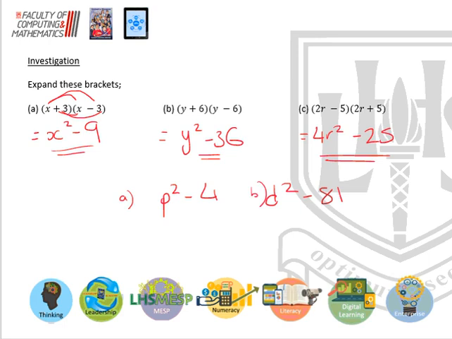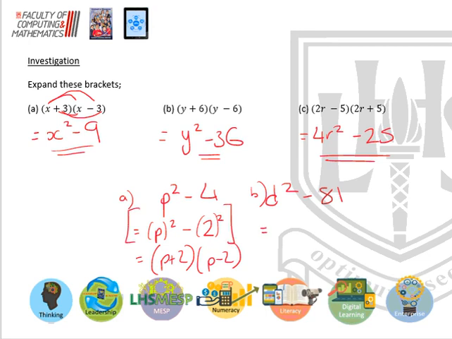So p squared minus 4: you know that p squared is just p squared, but 4 is 2 squared. So the brackets are going to be p plus 2, p subtract 2. It doesn't matter what order you put your plus and your minus, but it has to be p and 2, p and 2. This line here is not necessary. You can jump to the end, that's fine.